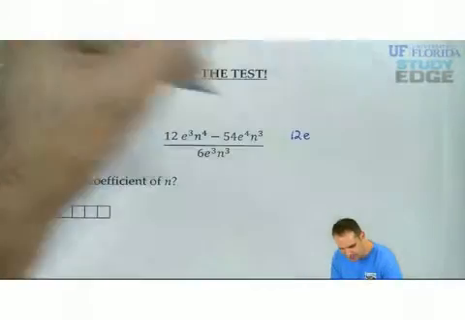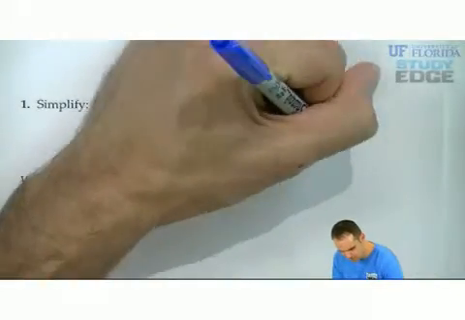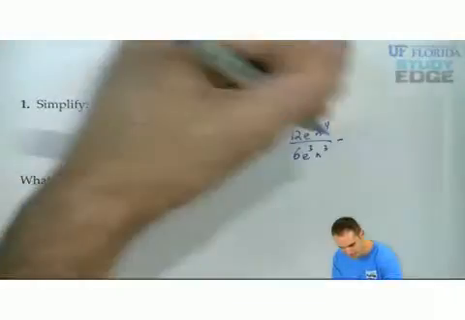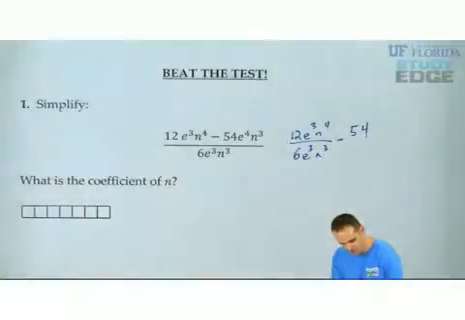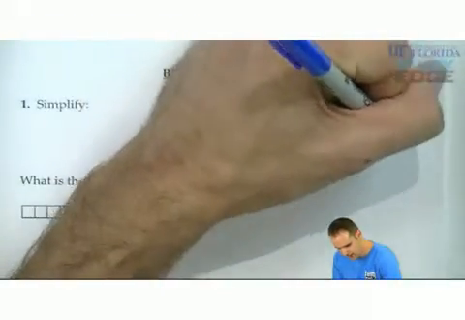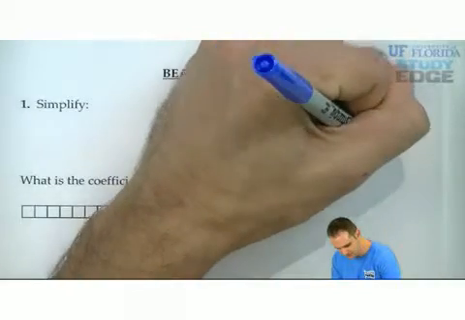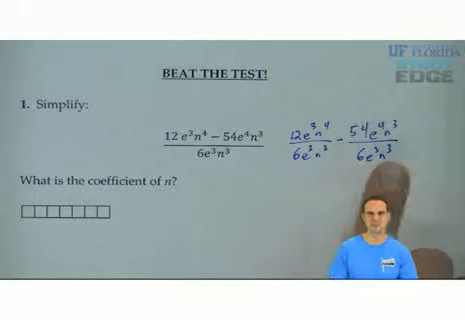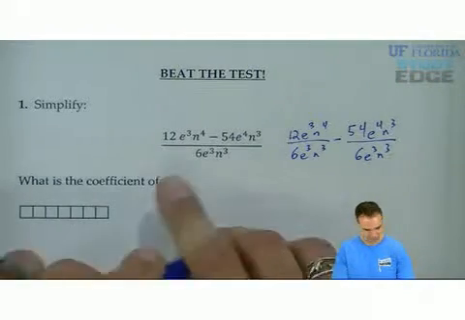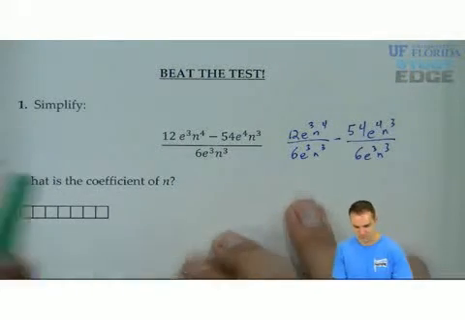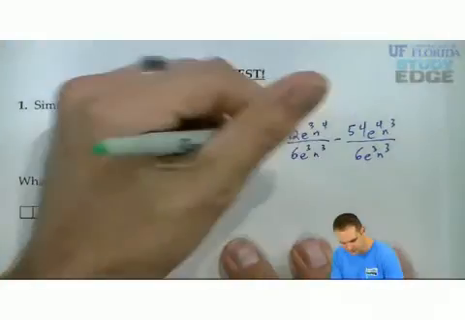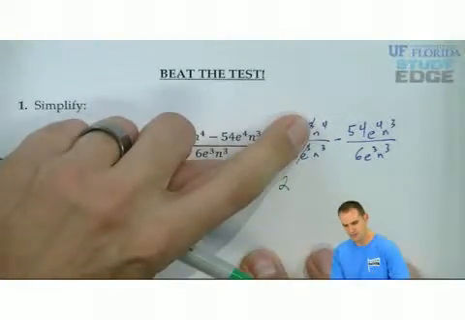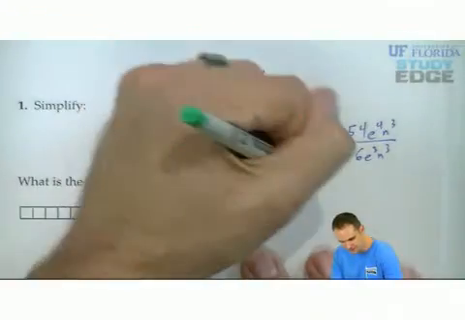I have 12e cubed n to the fourth over 6e cubed n cubed minus 54 e to the fourth n cubed over 6e cubed n cubed. Again, pause. That's a lot to write down. 12 divided by 6 is 2. E cubed over e cubed, simplify. 4 minus 3 will give you n to the first.